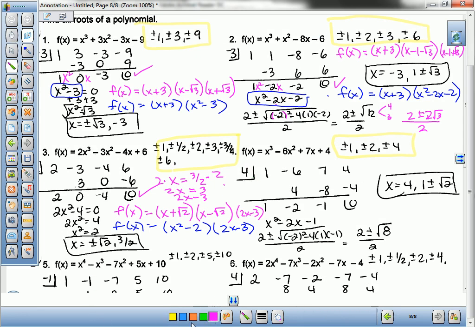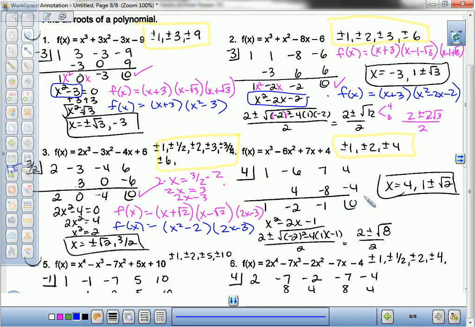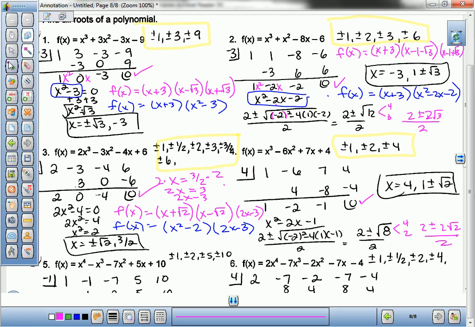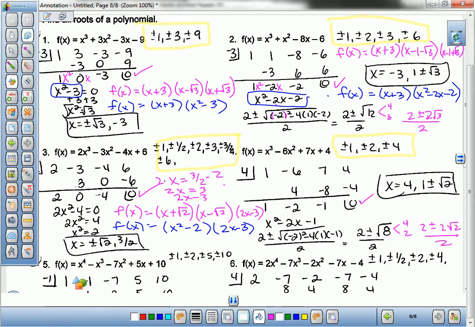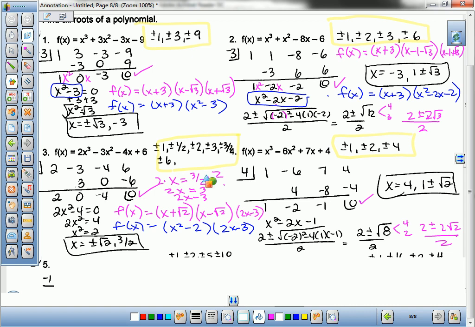Next one, the 4. The 4 was our rational root that we could see. So we divide by that 4. It checks. We get the 0 as the remainder. And then we have to use the quadratic formula. This 8 breaks down into 4 and 2. So this is 2 plus or minus 2 roots of 2. Divide by 2. So when we do, we get 1 plus or minus root 2. Okay? So I'm going to white out some of this stuff so I can show you what the complete linear factorization would look like on this one.